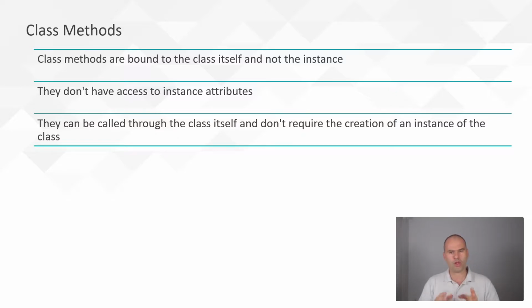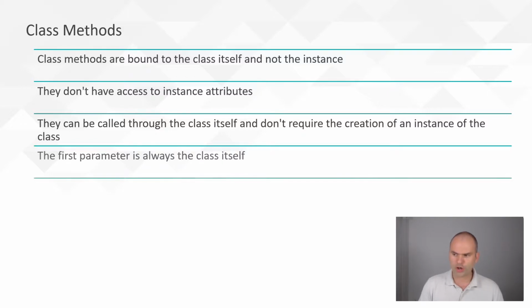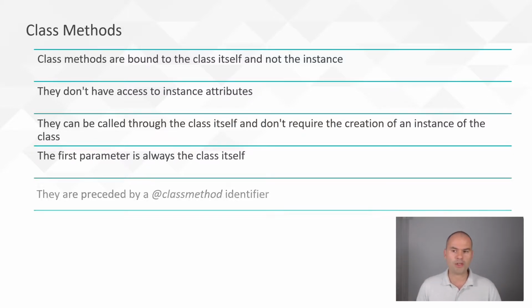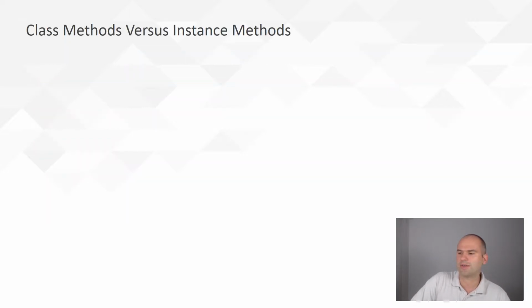So you can call a class method without there being a single instance of that class, without there being a single object of that class. When you're creating them, the first parameter is the class itself, cls, and they're always preceded by the @classmethod decorator. So here's how they compare with instance methods.